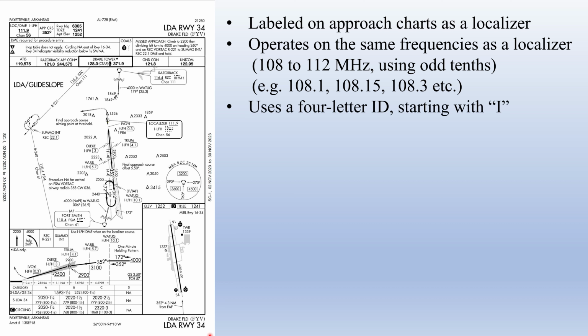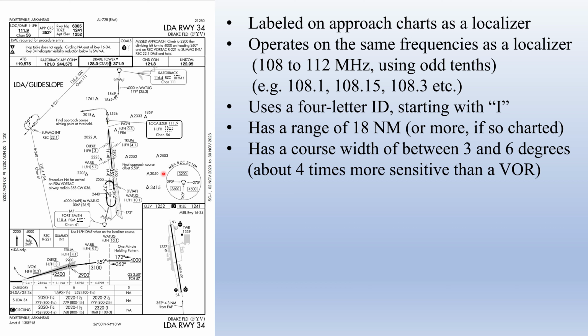It has the same type of ID system. It's going to be a 4-letter ID starting with the letter I. You can see our localizer here on this approach has an identifier of ILFH. It has a range of 18 nautical miles, and just like a normal localizer, how far out you can receive it is dependent on how far off course you are. And it can be more if it is charted as having a receivable distance of more on the chart.